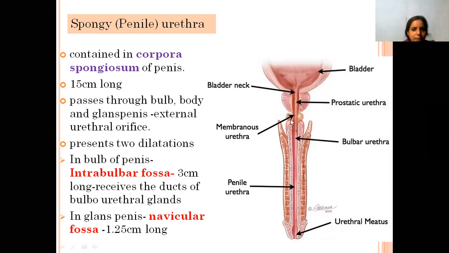Okay, this is the bulb of the penis, and here you will have the glans penis. In the glans penis, here you have the navicular fossa. It's quite wide here, it is 1.25 centimeters long. At the bulb also it is quite wide, the intrabulbar fossa, it is 3 centimeters.